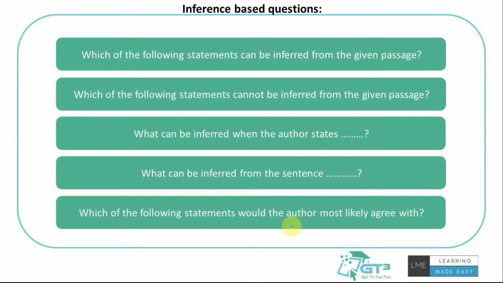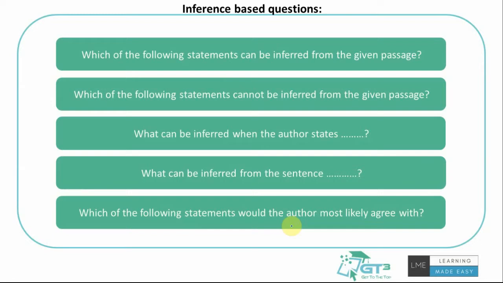And what can be inferred from the sentence, etc. Like they'll give you part of the sentence. Again, you have to read between lines. You can easily find the sentence in the passage, but you have to read a couple of lines above it and a couple of lines below it to get a complete context and then answer the question, right?